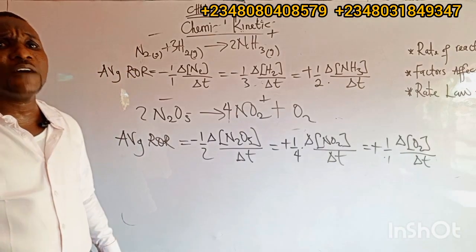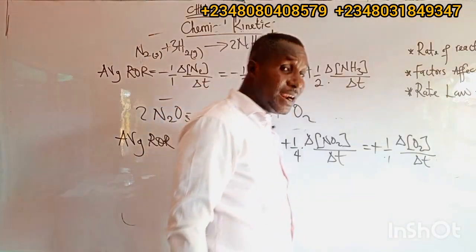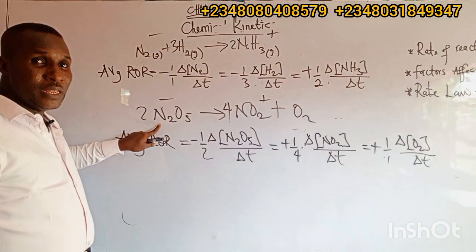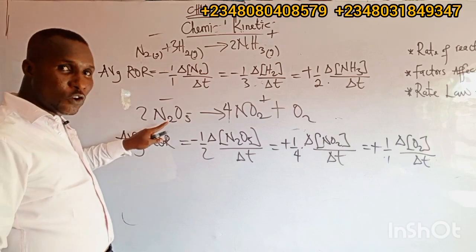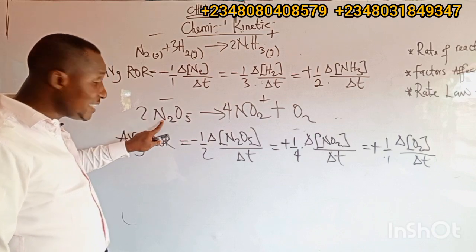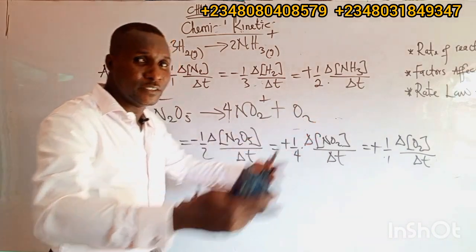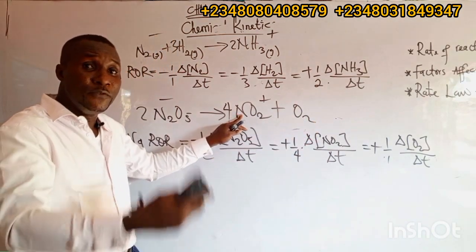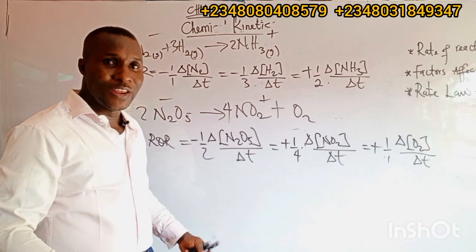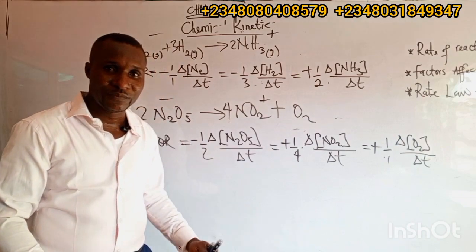Then let us look at the average rate of appearance and disappearance. Don't forget, as you look at the reactant, as it is decreasing in concentration, that means it is being consumed. That means it is disappearing. And as the product is being formed, the concentration increases. That means it is appearing. Whenever you hear disappearance, it's for the reactant. Appearance is for the product.